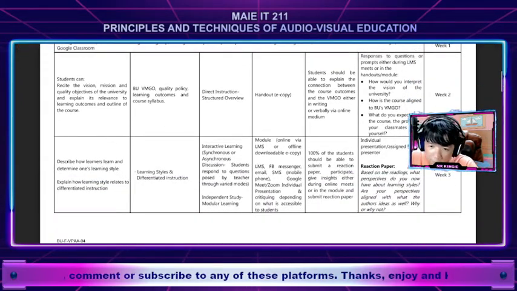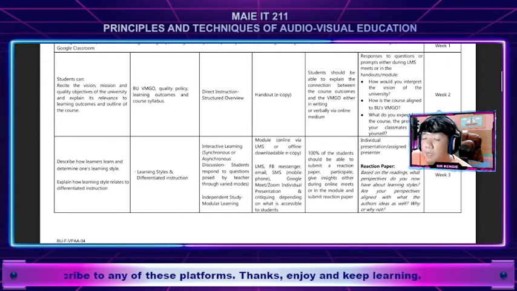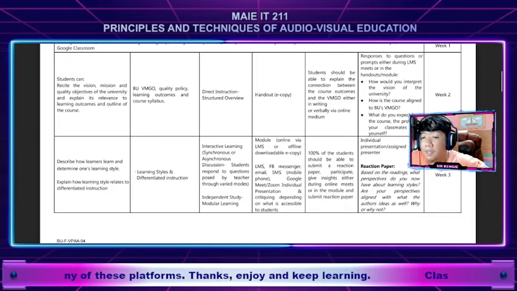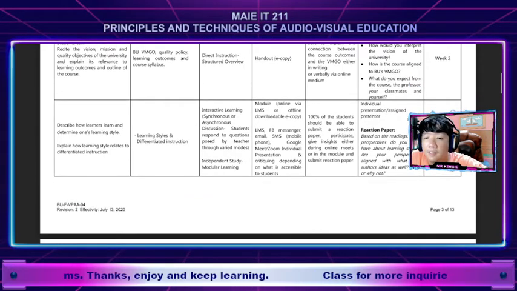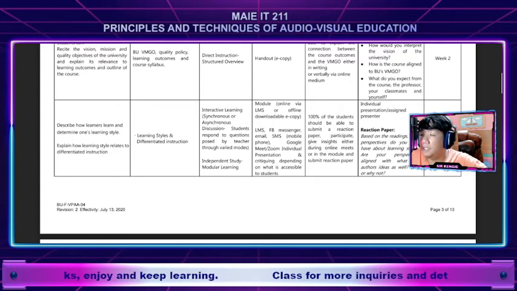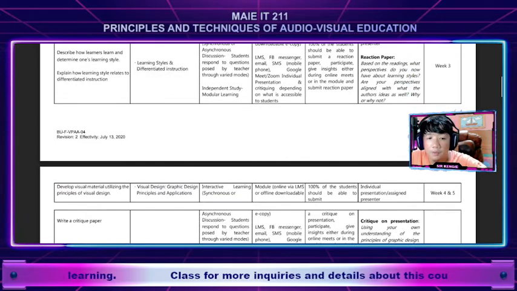So, this is our assessment. So, we were guided. So, here, for this topic, you will make a reaction paper about the different learning styles and instruction that you apply in your field of profession.